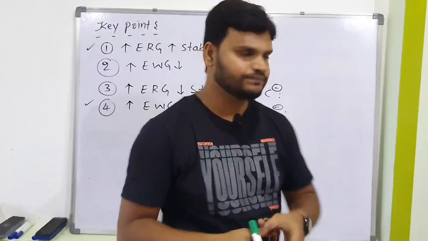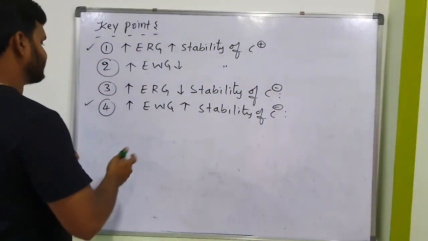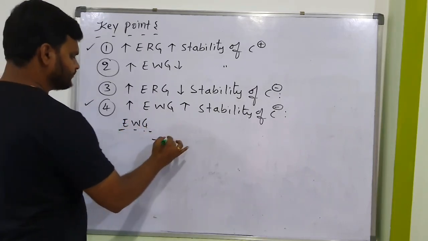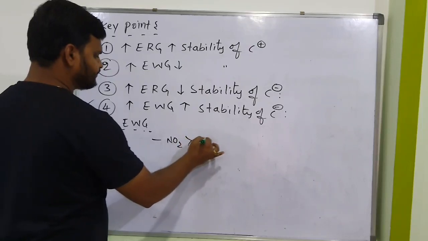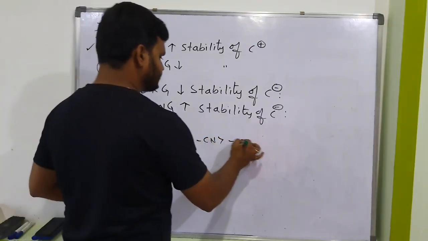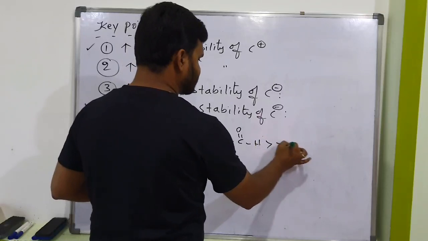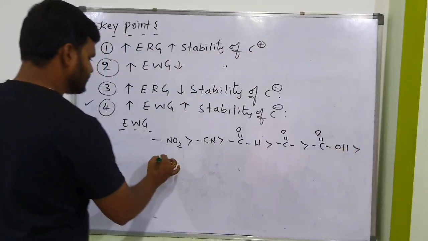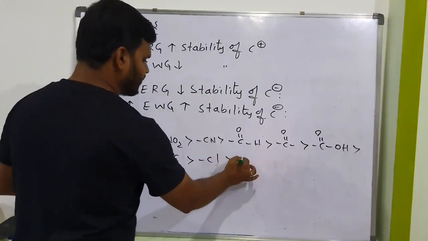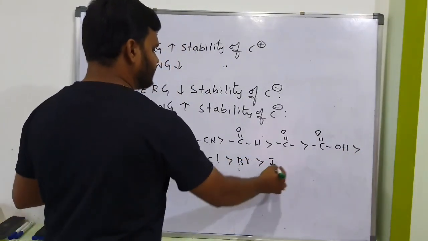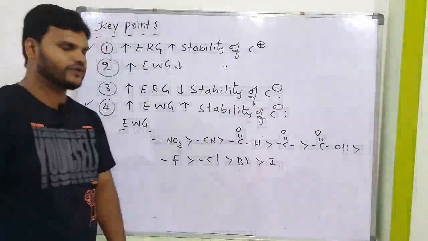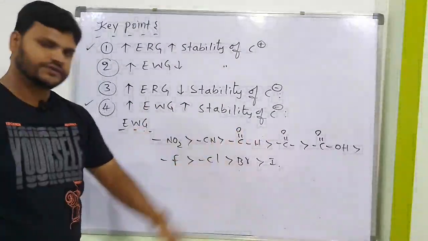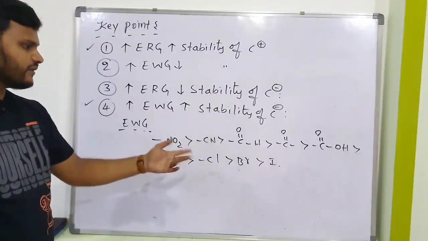Yeah, I will give the order. This is the order of electron withdrawing groups. Electron withdrawing group order, main important points: NO2, CN, C double bond OH, C double bond O, OH, fluorine, chlorine, bromine, iodine. All these are the main important electron withdrawing groups. Here NO2 is the strongest withdrawing group, next to it CN, like that. Is it clear? Yeah. This is very much important.